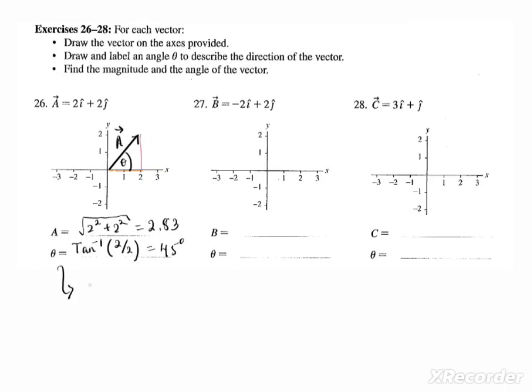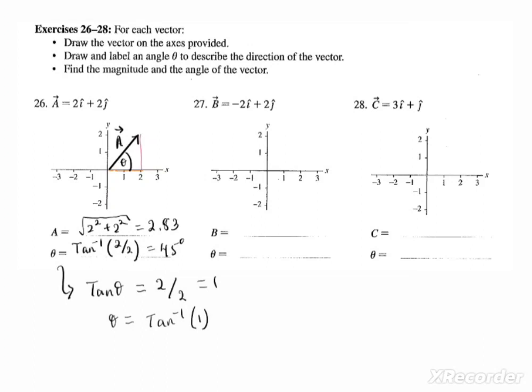So how we do it is we have tangent of theta, which is opposite over adjacent. So opposite would be right here, which is positive 2, and then adjacent is here, which is 2. So theta is then tan inverse, so this is 1, tan inverse of 1.